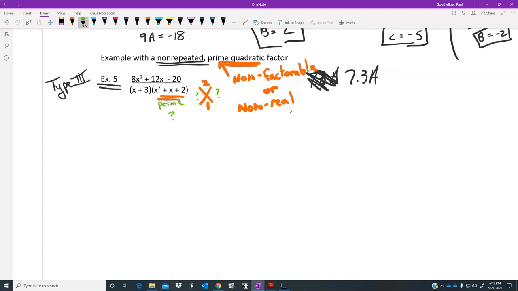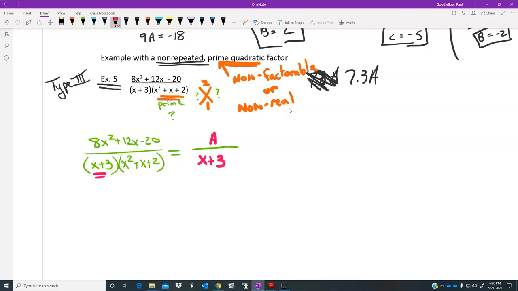Now, how do we actually deal with this prime quadratic factor, and how do we set up the partial fractions? Again, I'm going to write the left-hand side, which is x squared plus 12x minus 20 divided by x plus 3 and multiplied by x squared plus x plus 2. What we're going to get here is a mixture of both a type 1 and a type 3. This beginning part, x plus 3, is very similar to what we've been discussing in type 1, where it's a distinctly unique binomial. So we would put x plus 3 on the bottom and just the letter A on top.